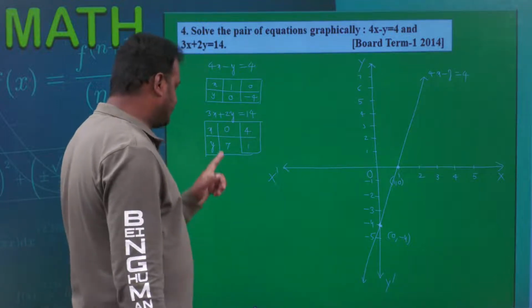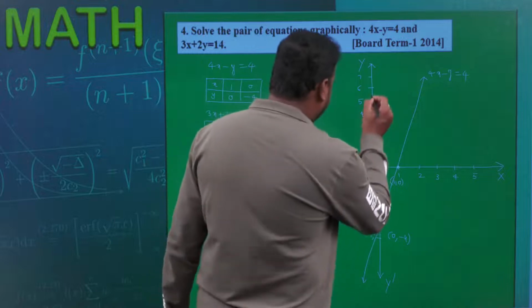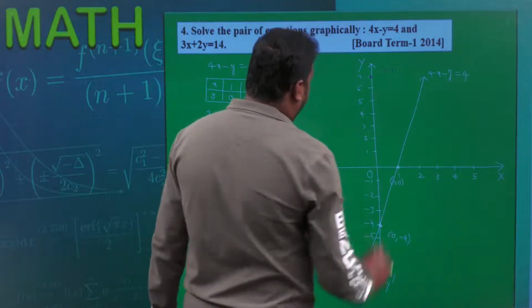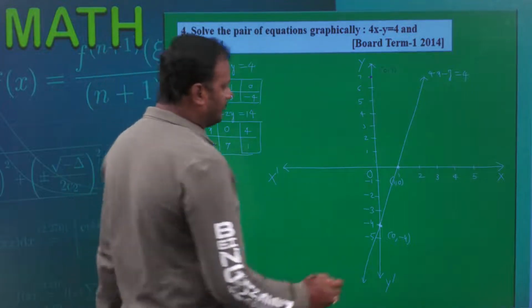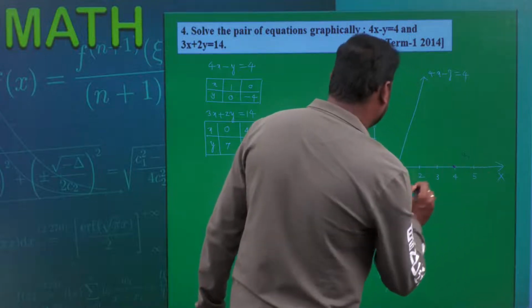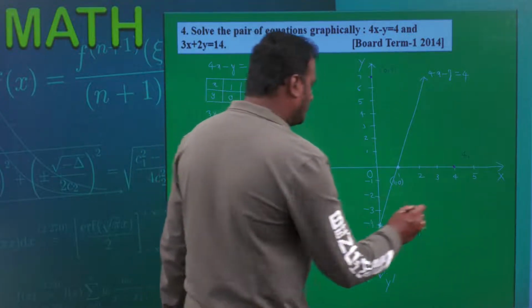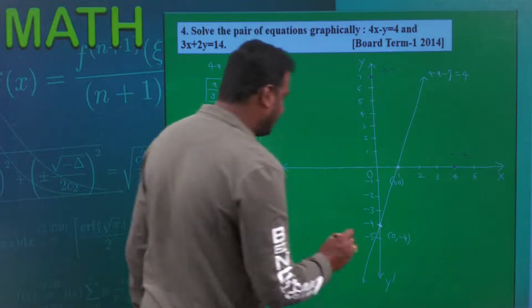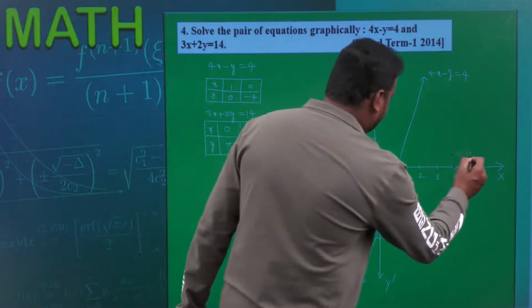X value is 0, y is 7. So this is the point 0, comma 7. And the second point here is 4, comma 1. Sorry, this is the point 4, comma 1. Okay, this point is 4, comma 1.